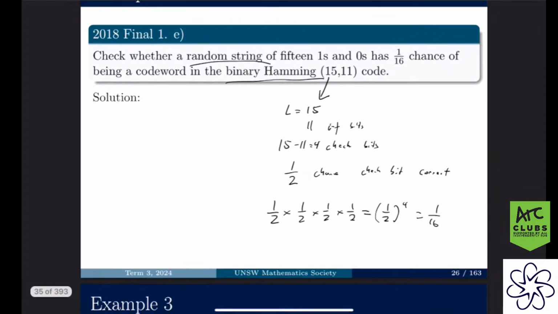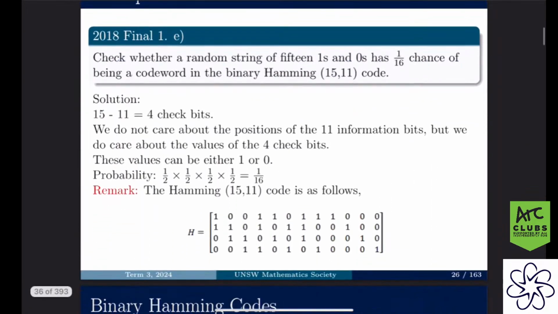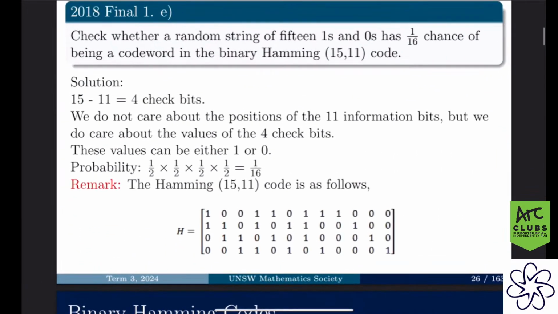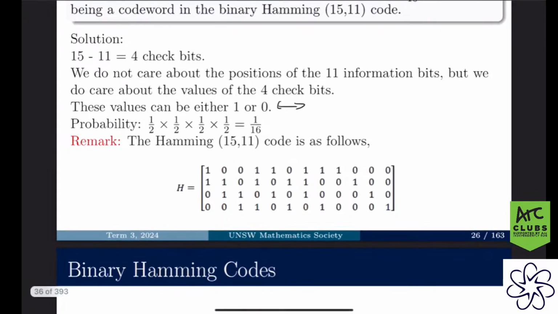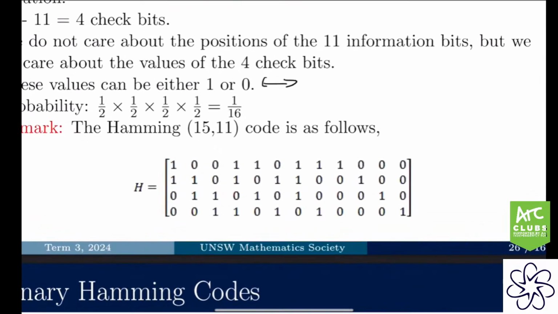So I guess it asks us to check whether this is true, and yeah, it's true. Since we're working in binary, there's only a possibility of it being 1 or 0, so there is a 1 in 2 chance of us getting it right. I suppose if we're working in a different radix, R, the probability would be 1 over R. And this is what the (15,11) Hamming code looks like. See that this is a bit of a different way we've organized the check parity matrix, and we can see all the leading columns are going to be on the right here.